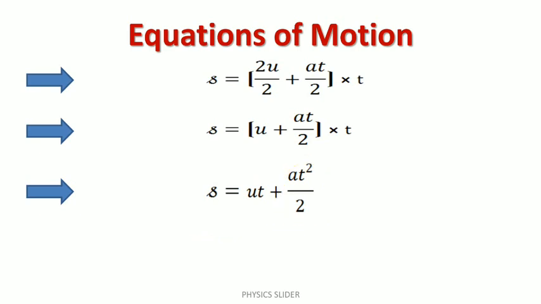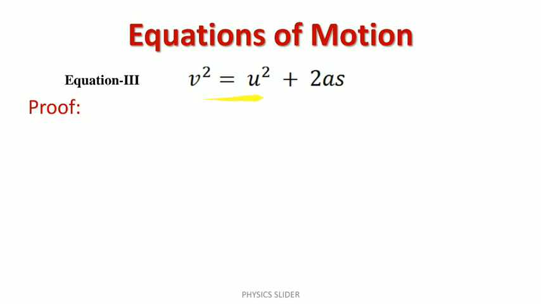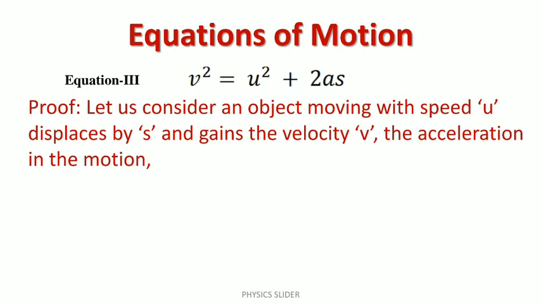And this we can write as s is equal to ut plus half at square, which is our second equation of motion. This is our second equation of motion that we have proved. Now let's prove the third equation of motion, which is v square is equal to u square plus 2as. How to prove this? Let us consider an object moving with the speed u, displaces by s, and gains the velocity v. The acceleration in the motion will be given as a is equal to v minus u upon t.